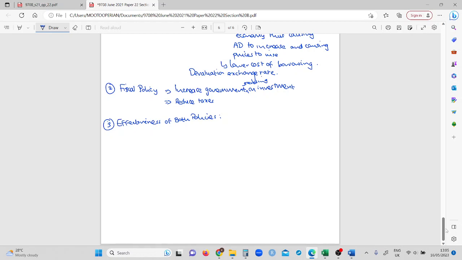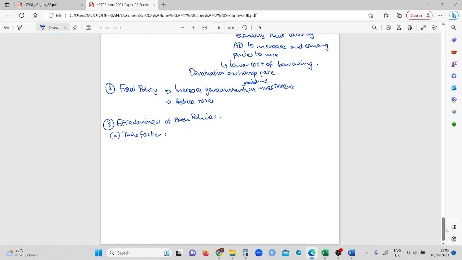It takes time. It's not that today we have deflation, and the government comes and increases the interest rate, and everything is fine. So it takes time to implement. So effectiveness will depend on several factors, on the time factor.